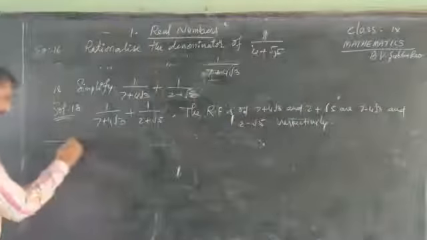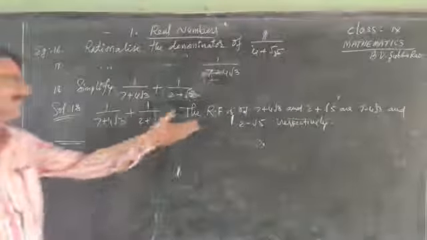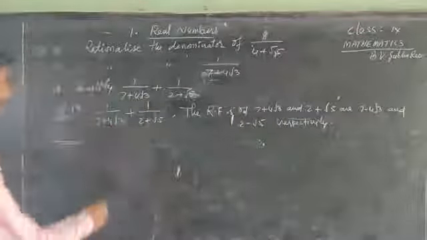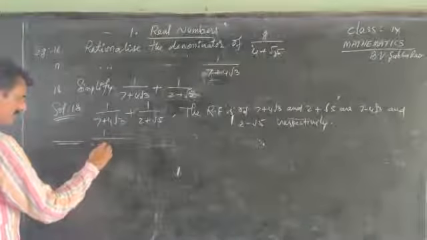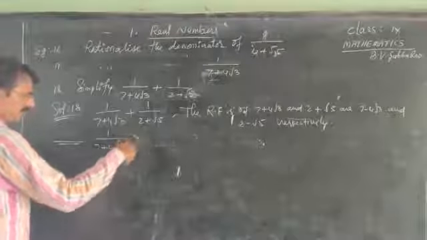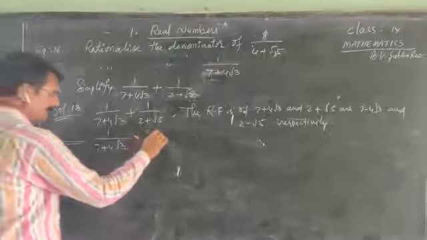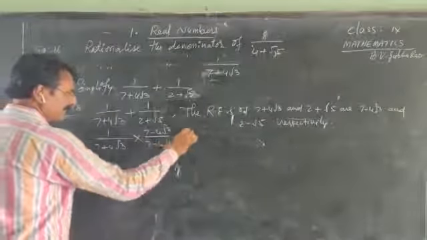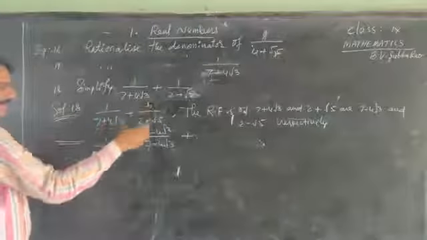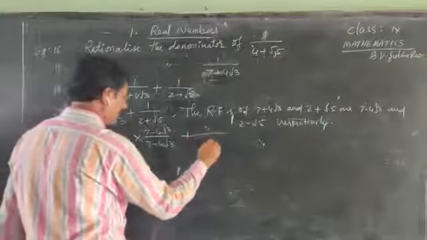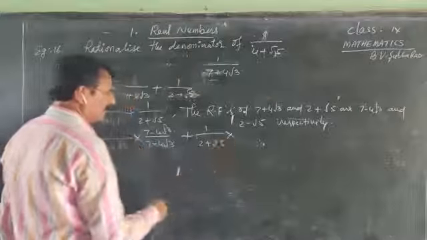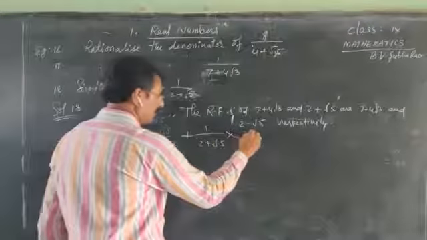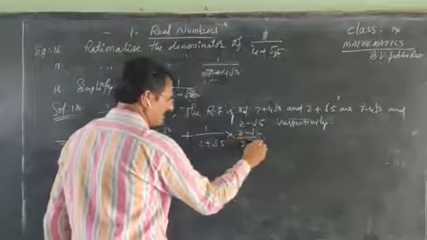Next step, let's do the multiplication with their RF for each fraction. 1 by 7 plus 4 root 3 into what is the RF of this one? 7 minus 4 root 3 by 7 minus 4 root 3. Plus, write the next fraction: 1 by 2 plus root 5 into what is the RF of this one? 2 minus root 5 by 2 minus root 5.